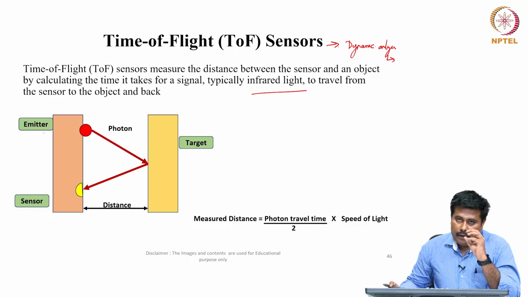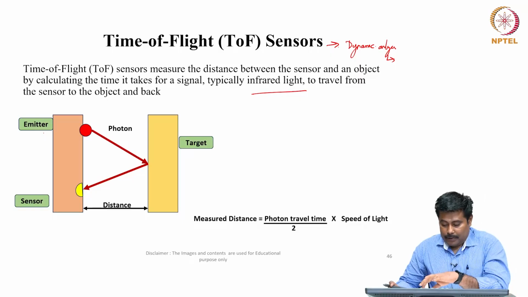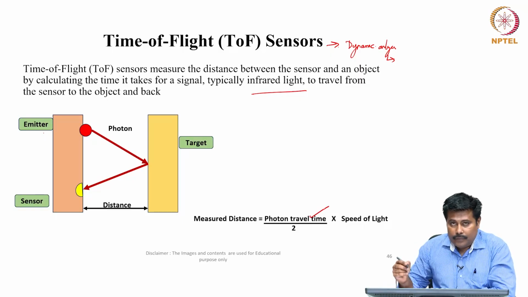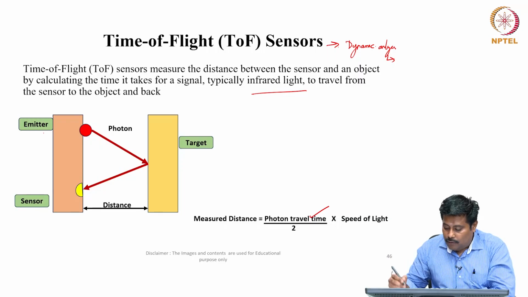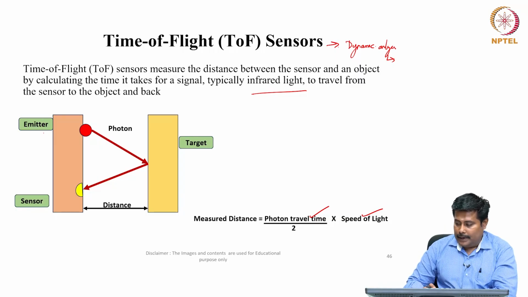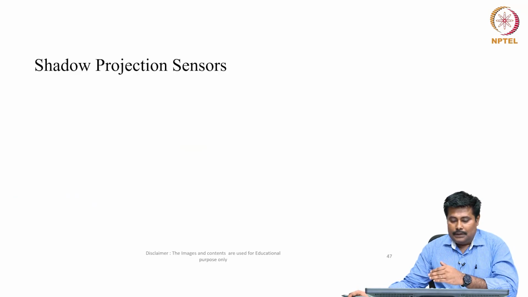The precision of this particular system is evident from the parameters, including the photon travel time and the speed of light, which is measured over here. Next, we will discuss the shadow projection sensor in the upcoming classes.